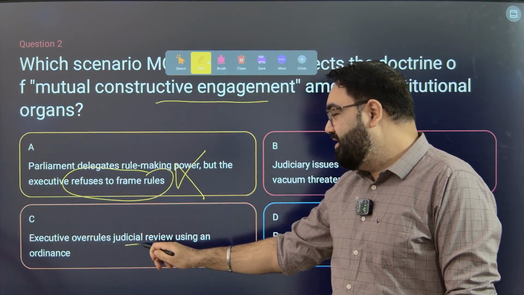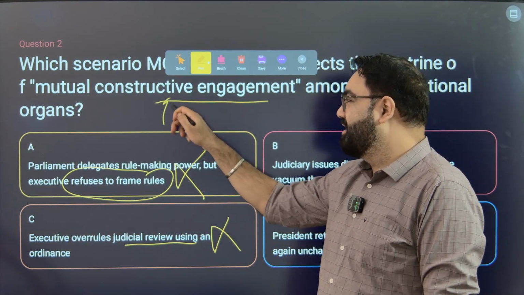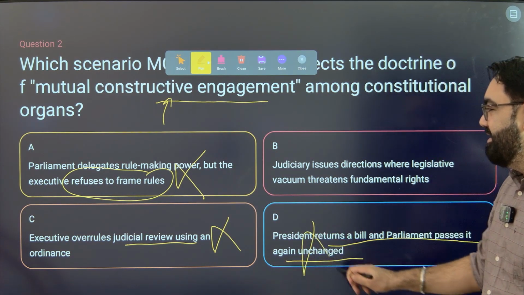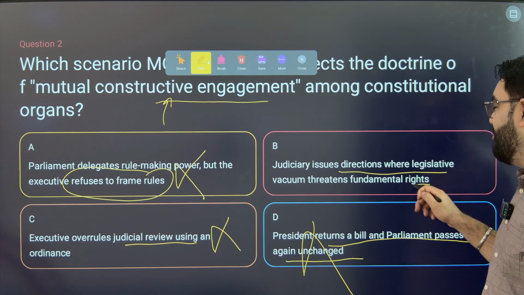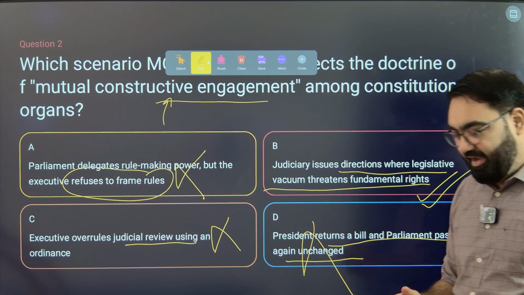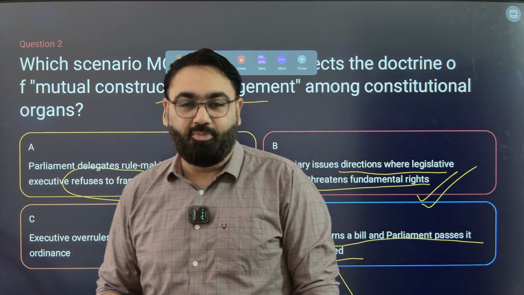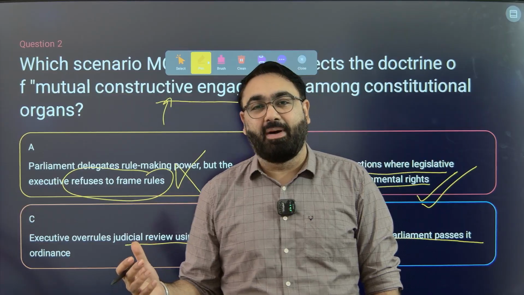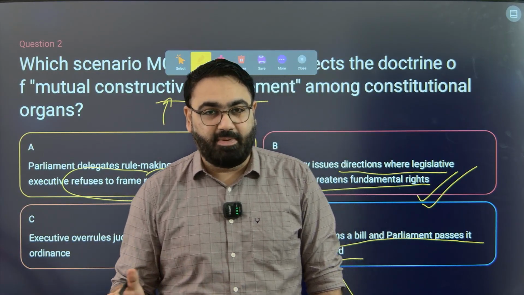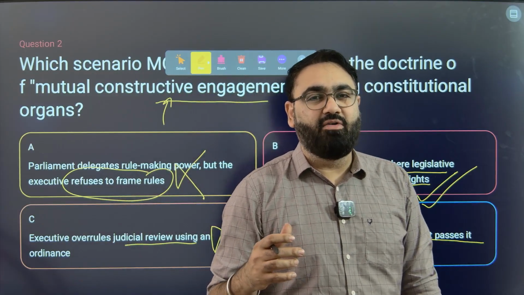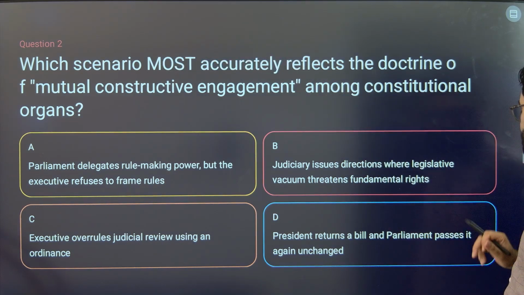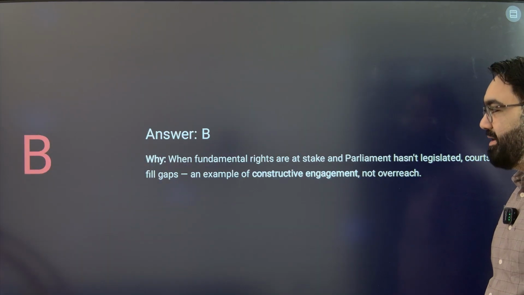Executive overrules judicial review? Again, no. Overruling something is not constructive. President returns the bill, Parliament passes it again unchanged? Not really. Judiciary issuing direction where legislative vacuum threatens fundamental rights? This is the correct answer. So the Supreme Court basically is trying to justify that wherever Parliament is not doing its job properly, or wherever the action or inaction of the Parliament is threatening fundamental rights, the Supreme Court says that it is our responsibility to step in. This is not any kind of interference, rather this is constructive engagement that we are doing with you. So the answer here has to be B.